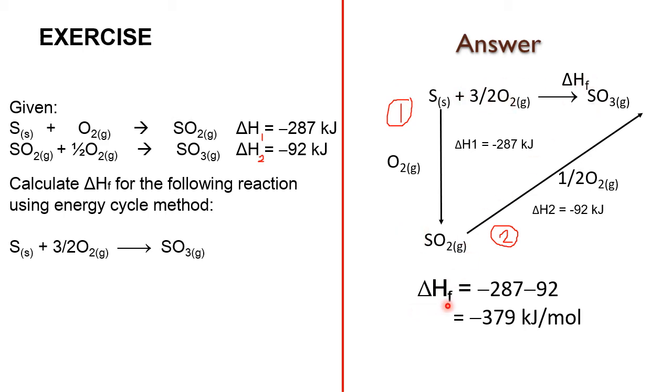So for the enthalpy of formation, something is missing here, you have to state the formula first. Over here is the enthalpy of formation. Based on the vector, it is equal to enthalpy 1 plus enthalpy 2. So it's negative 287 plus negative 92. That's why you get the final answer of negative 379 kilojoule per mole, because it's referred to this one mole. Okay, clear?